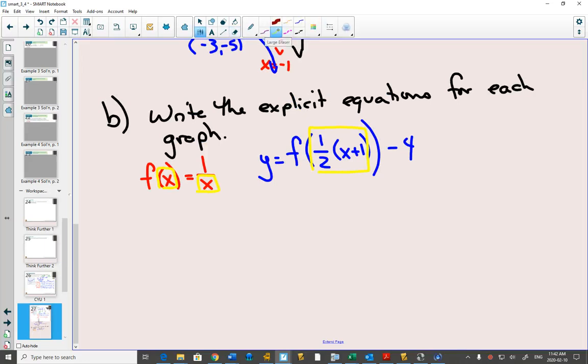I would write y equals 1 over, it's normally 1 over x, but now it's going to be 1 over 1/2 x plus 1. Yeah, an explicit equation doesn't have the f in it anymore because the function notation has the f. The explicit equation is the actual graph. And then we still have a minus 4 outside of our function.